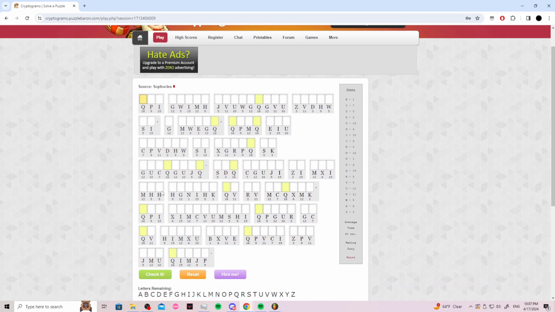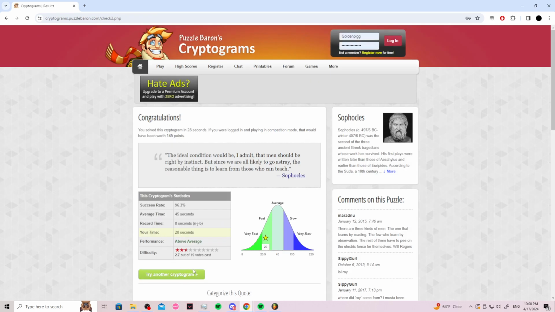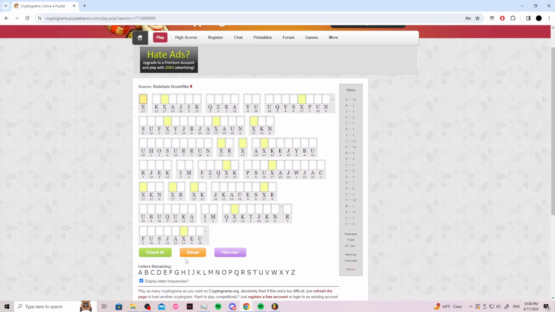Now, if I wanted to go for speed here, I obviously see the THE here, the that. So let's just do that, right? I don't want to fill it too quick to learn from those, the ideal condition would be I admit. Oh, likely there it is. So that one's fairly easy just because they give you the TH. So this one I mean by like it is, but then this doesn't make sense. So probably it's not that.